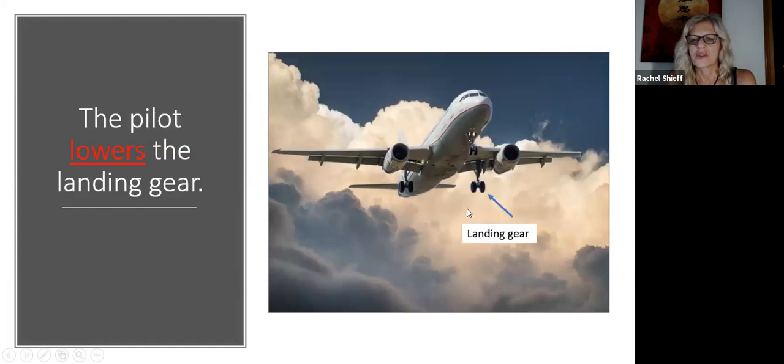In this shot, you can see the landing gear. The pilot lowers the landing gear. Lower in the infinitive and S when we add it, when we make it the third person. You could also make the subject plural and say pilots lower the landing gear.